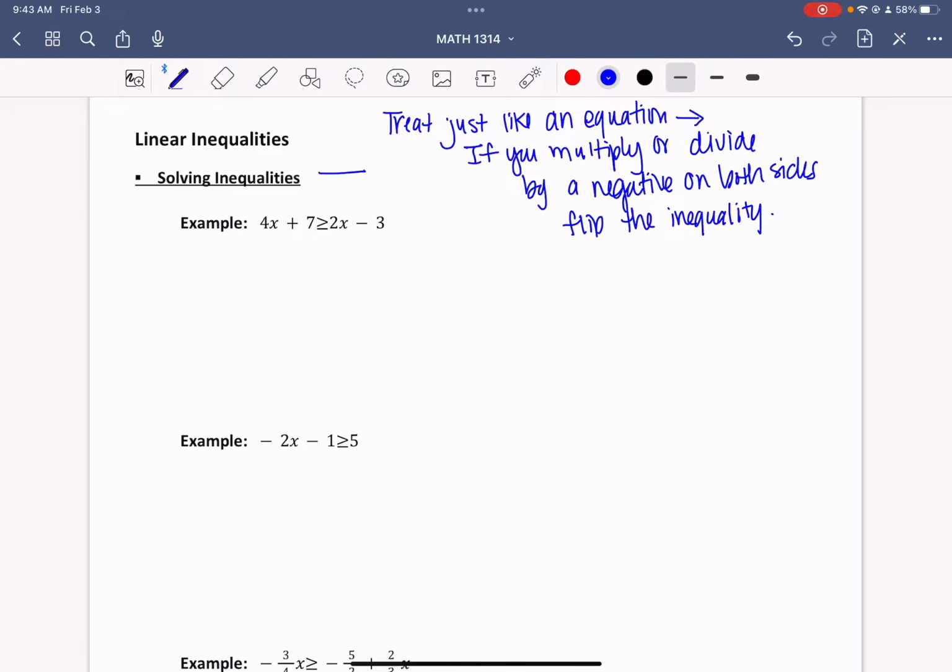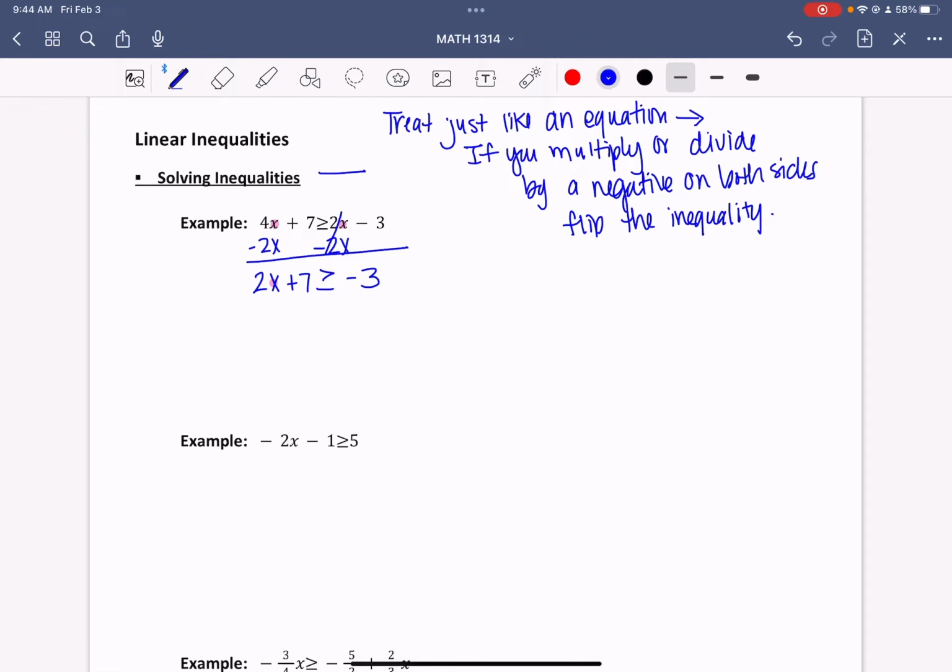In this first one, what I want to do is solve for x. That's always been our goal. Here's both of my x's. I'm first going to get all my x's over to one side, so I'm going to subtract 2x from both sides. That gives me 2x plus 7, leave my inequality alone, minus 3. All I did was subtract. I did not multiply or divide by a negative, so I'm going to leave my inequality alone.